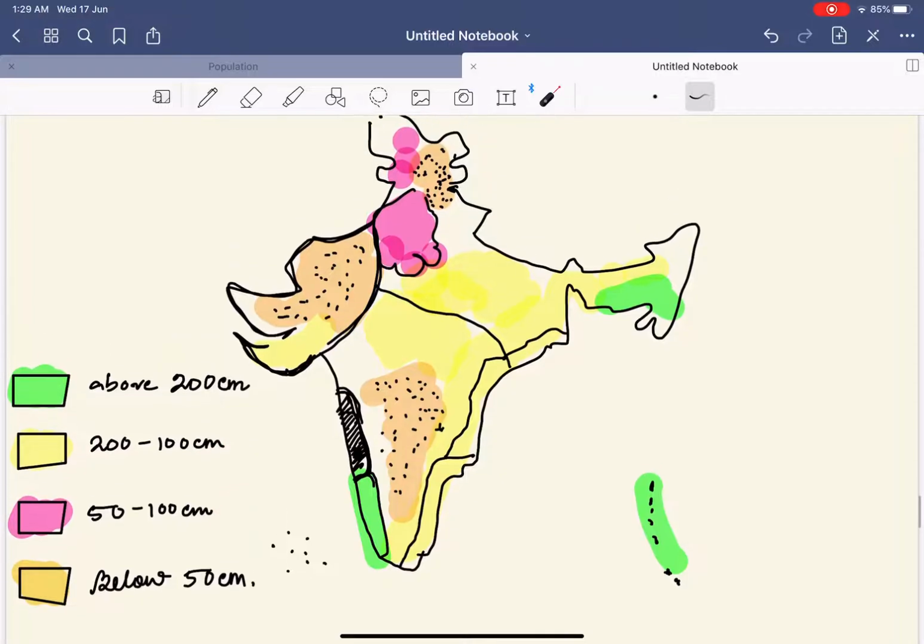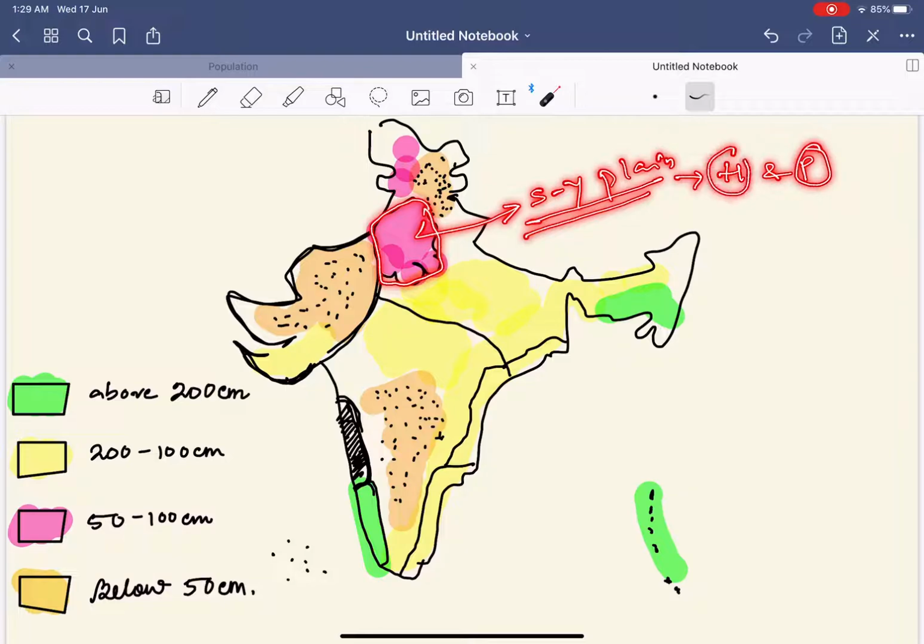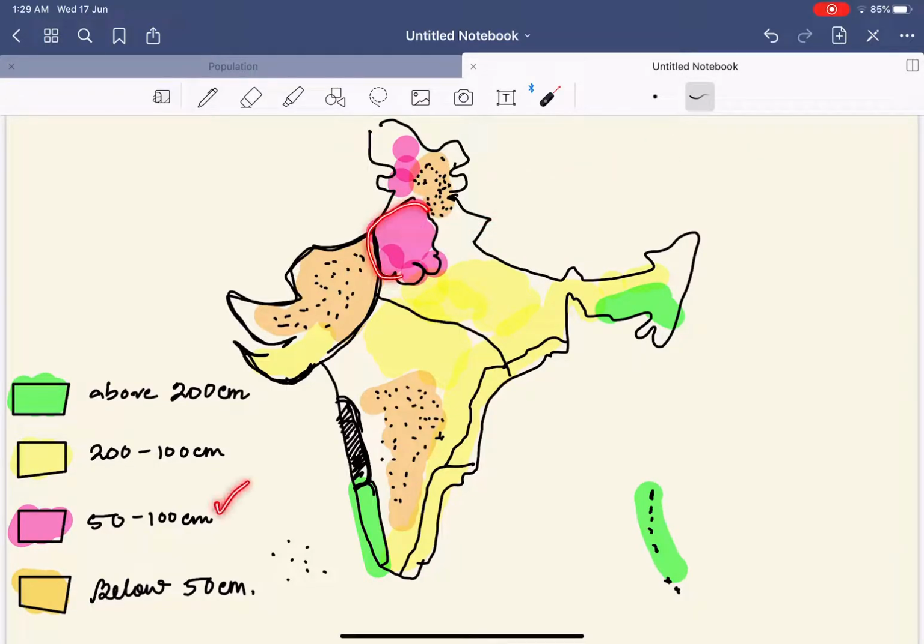Next we have rainfall of 50 to 100 centimeter. Now this 50 to 100 centimeter of rainfall is located where? This is what I would call the Satluj Yamuna plain. What is the Satluj Yamuna plain? Satluj Yamuna plain is none other than your Haryana and Punjab. When I say Satluj Yamuna plain, it means your Haryana and Punjab. Now this Haryana and Punjab region, they receive rainfall of how much? 50 to 100 centimeter. Similar is the case of your Jammu and Kashmir.